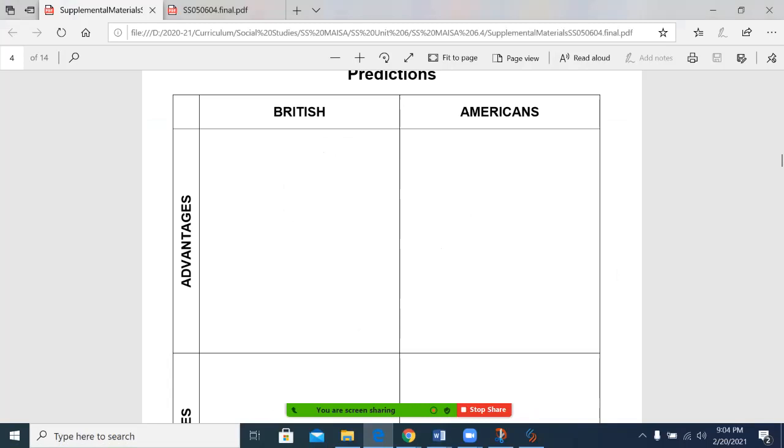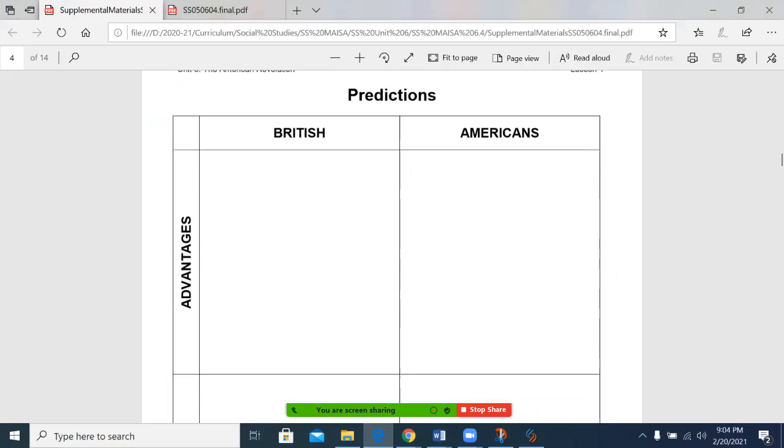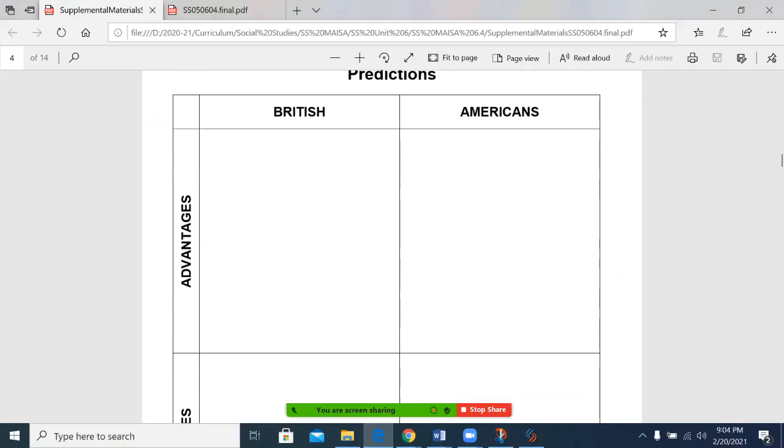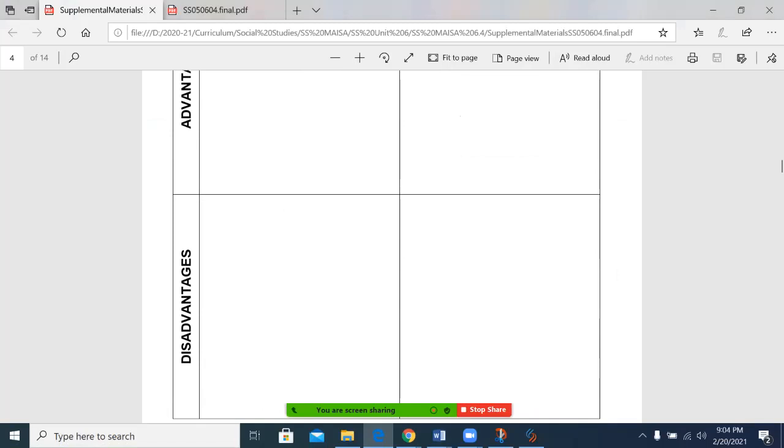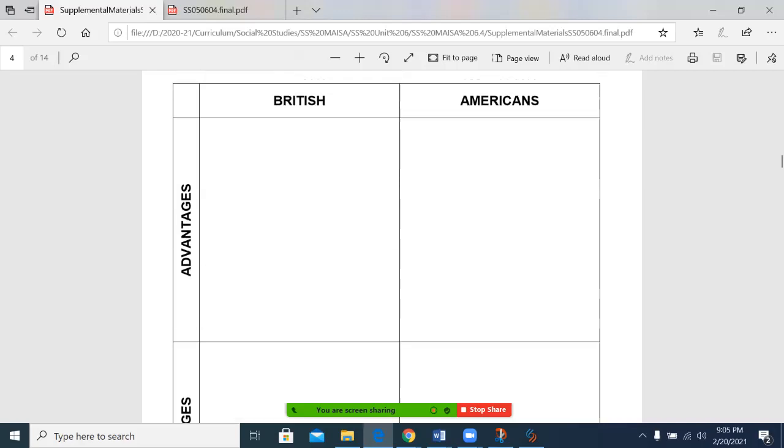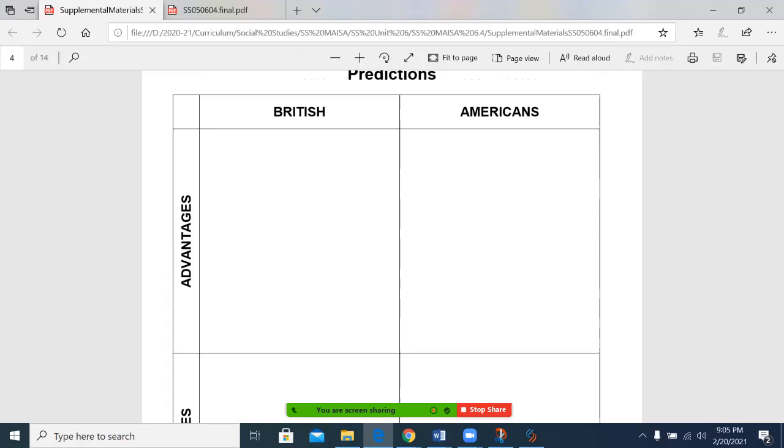You should have received a piece of paper in your last packet that looks like this. It has predictions of British advantages and American advantages, British disadvantages and American disadvantages. I'd like you to take that paper and spend about 2 or 3 minutes just shorthanding your predictions in this area. Yes, we will talk about it, but I want you to go ahead and make those predictions. You should pause the video and unpause the video when you're ready to begin again. So go ahead and pause the video.